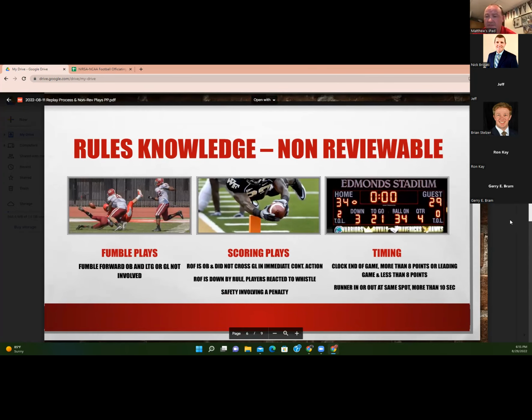So these are the other types of non-reviewable plays broken down. We got fumble plays, scoring plays, and timing plays. Again, nothing out of the ordinary. I want to spend the rest of the time, unless someone has any questions, driving into these in a lot more detail so you can see it on the field: a kick play, scrimmage kick, passing, etc. Any questions at this point before we get into the video?